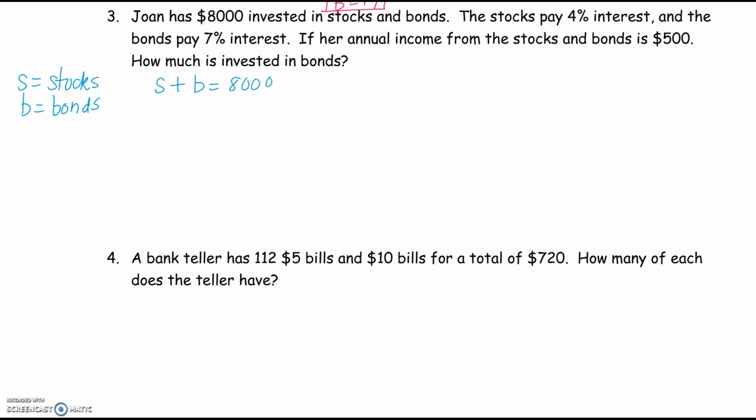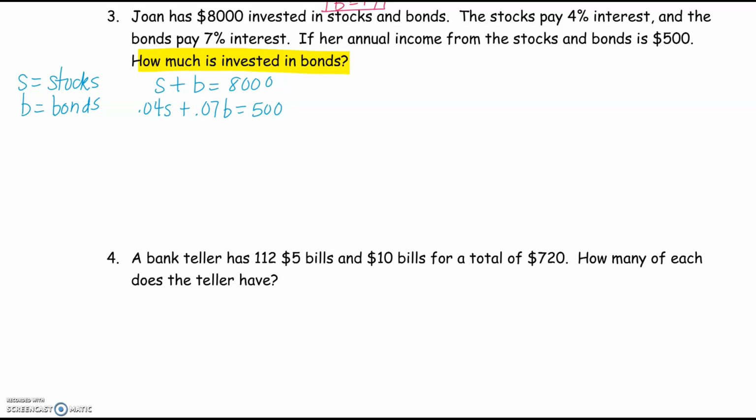Okay. The percentage that the stocks pay is 4%. If I turn that into a decimal, that's .04 times the amount of stock plus her bonds are 7%, or .07 times the amount of bonds. And she's going to end up earning $500 from that. Okay, so we have our system of equations. I'm going to solve the first equation in terms of B, bonds, because it's asking just for the bonds, so that'll help me to solve a little bit easier.